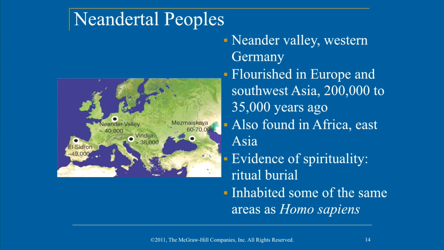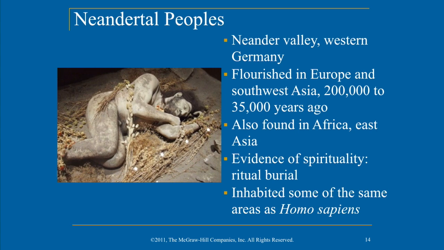Next, we're going to look at the Neanderthal peoples. They lived in the Neander Valley, somewhere around western Germany. You can see in the map there. They flourished in Europe and Southwest Asia 200,000 to 35,000 years ago. They also were found in Africa and East Asia, and they're kind of separate as a group compared to the ones that we've been studying, but we know that the Neanderthals interacted with a lot of the groups that we've been talking about. They have evidence of spirituality and ritual burial. There we go, that's the word.